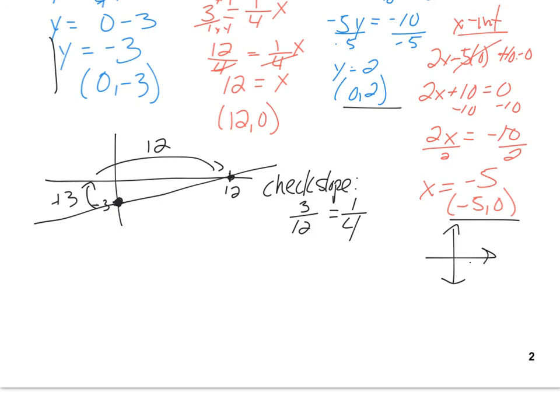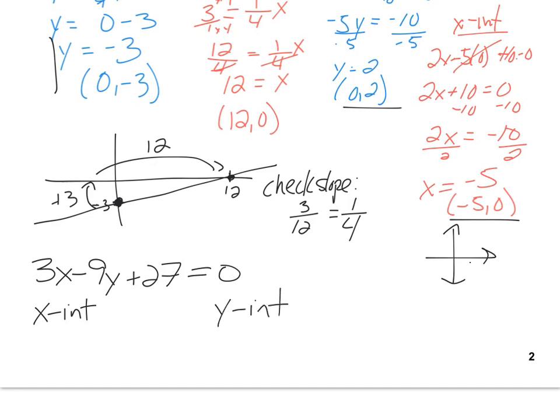Try doing your sketch, bring it to class so I can see it next period. I'm also going to ask you to complete the following question. So here's my equation, 3x minus 9y plus 27 equals 0. I want you to find the x-intercept, the y-intercept, and I want you to sketch the graph. I would like to see the work for all 3 things listed here. Bring this to class so I can check it next period.